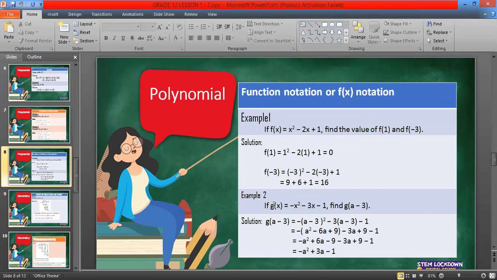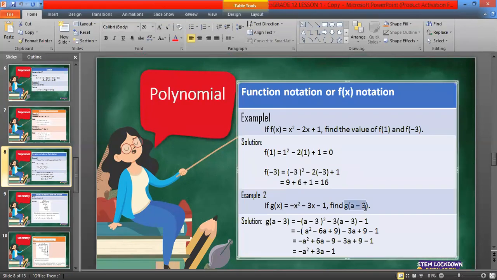If g of x equals negative x squared minus 3x minus 1, find g of a minus 3. Same thing: g of x is given, and here we want to find g of a minus 3. So the same process, we're substituting x with a minus 3. Wherever we have x in the expression, we'll be replacing it with a minus 3.